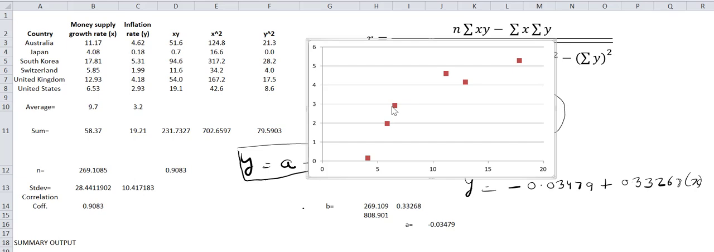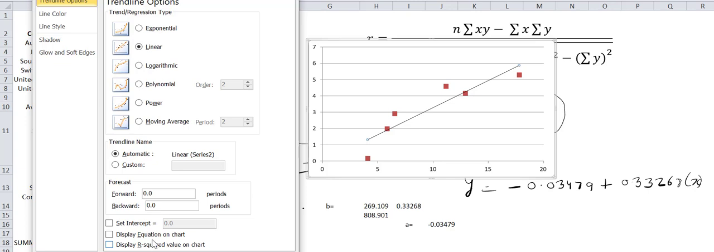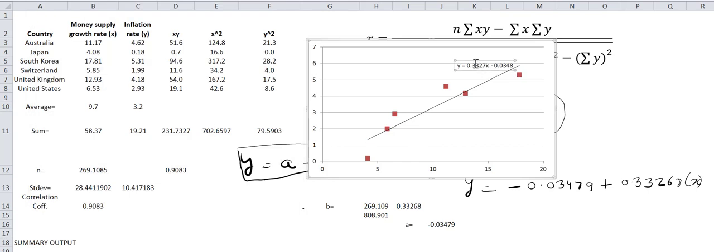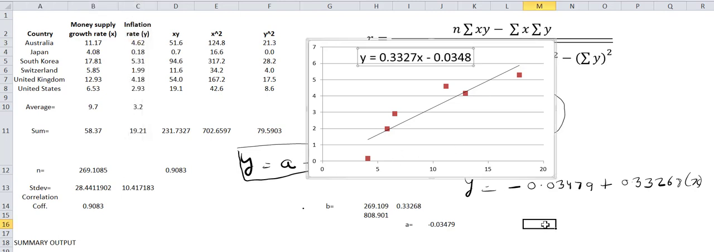So what I'm going to do is right click on this and add trend line, and then I will display the equation on the chart, and it will be linear. So the trend regression type will be linear, and I want to show the equation on the chart so we can see how the y and x values look. So you can see here my regression equation, if I can enlarge this to make it better, looks like y is equal to minus 0.0348 plus 0.3327 multiplied by x. So I'm getting exactly the same equation as we are seeing in this plot developed by Excel.